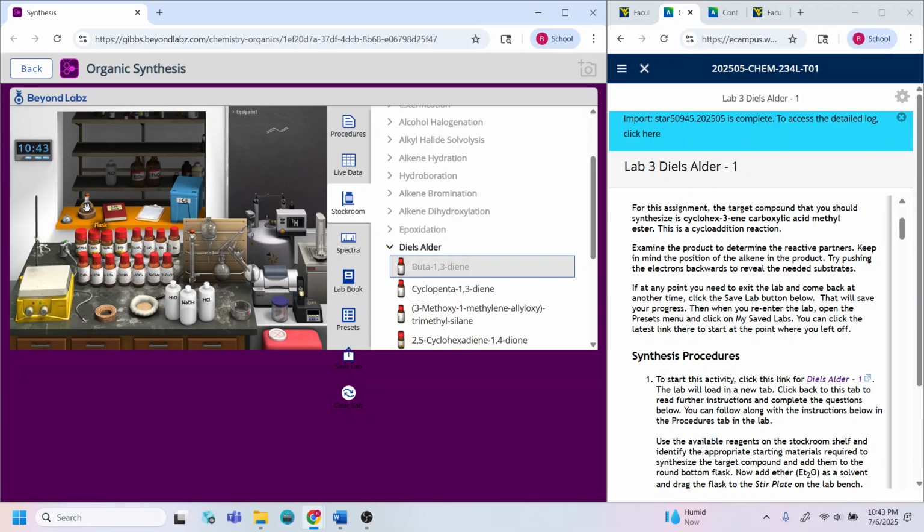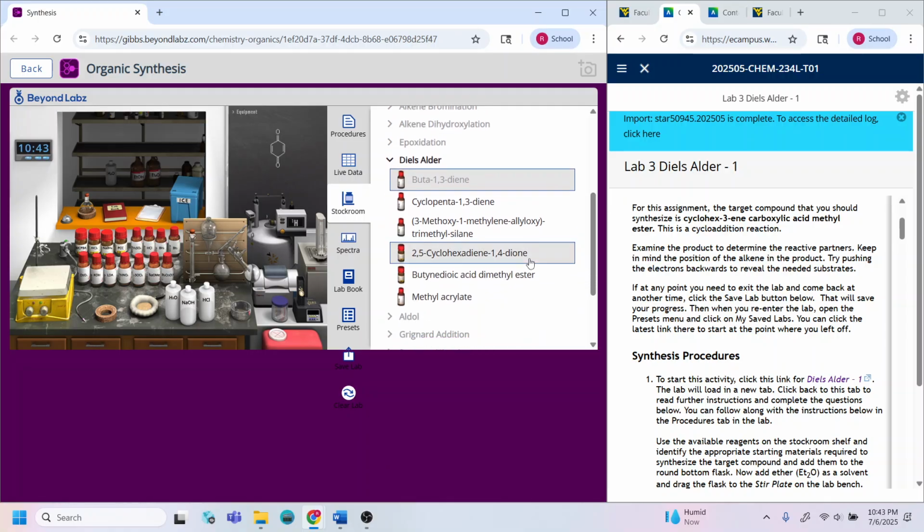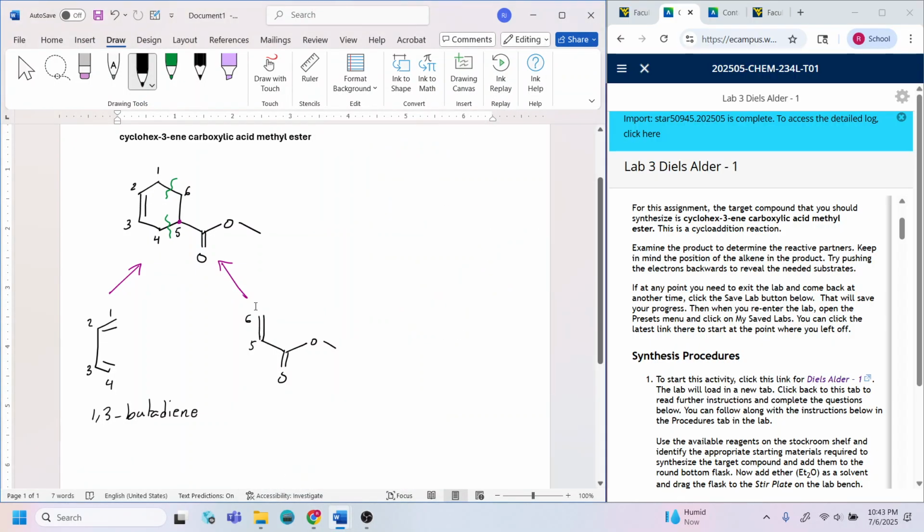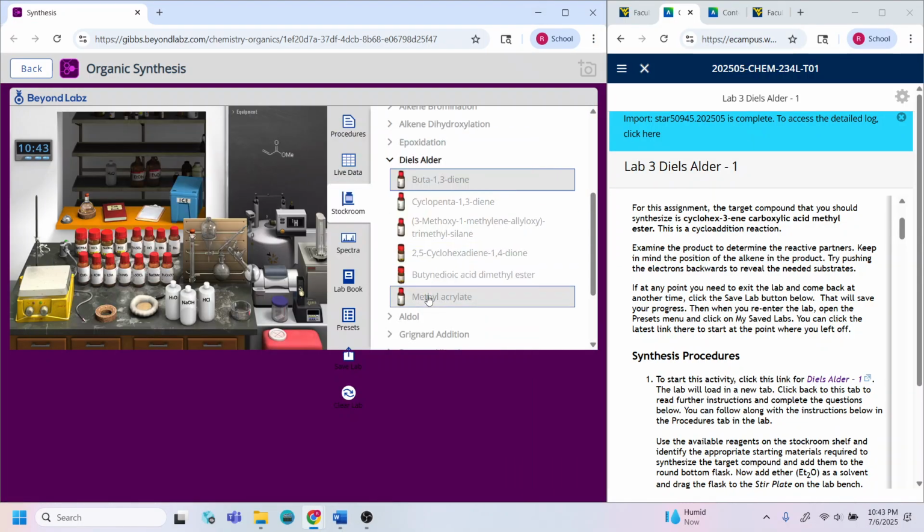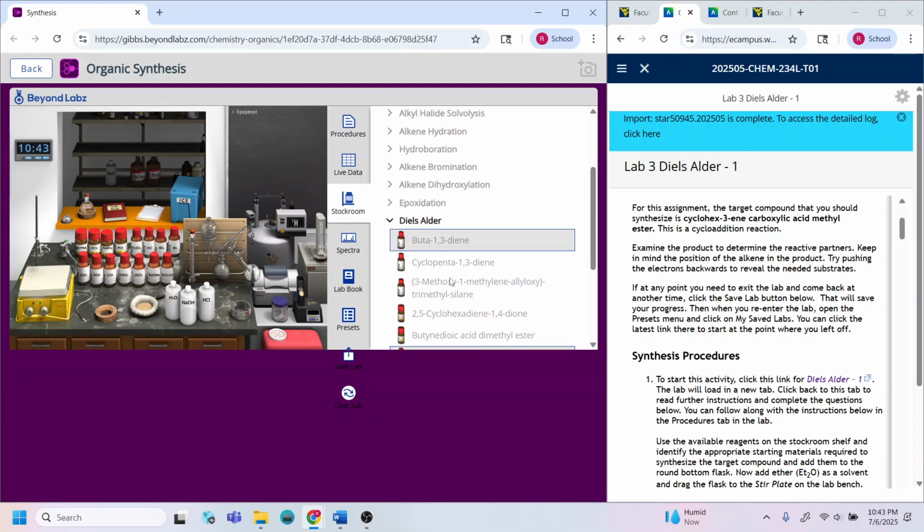So now in my flask, I do have the 1,3-butadiene. This is going to be my diene. And then my dienophile, I need the methyl acrylate. Okay, so let me double check in here. This is going to be the methyl acrylate that is going to act as a dienophile. So we would need to have that as well. These are the two reactants that we need for the Diels-Alder reaction.